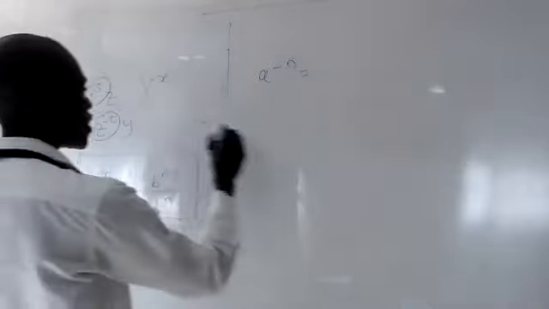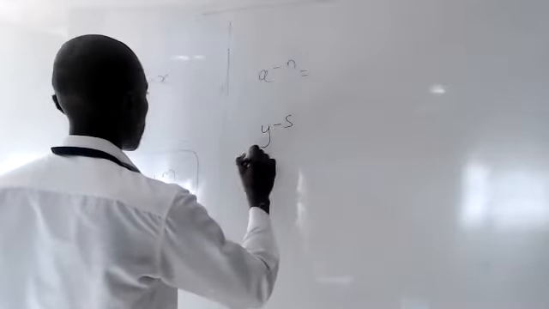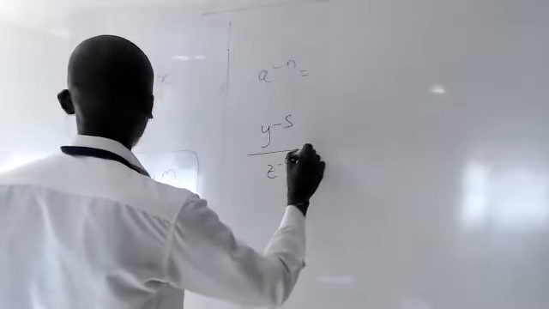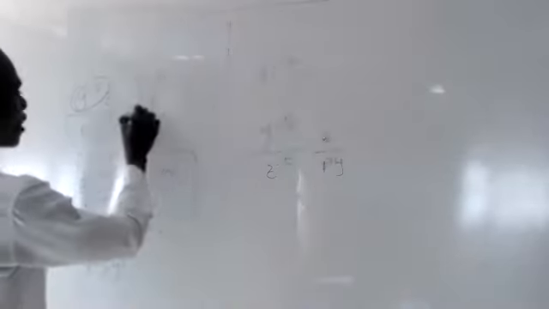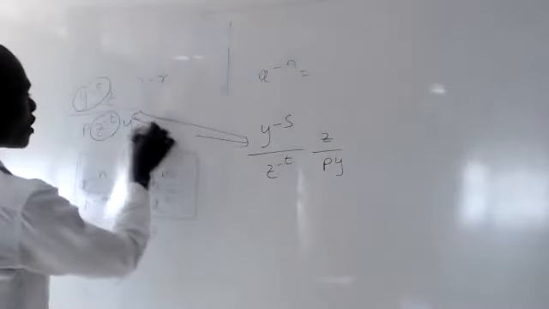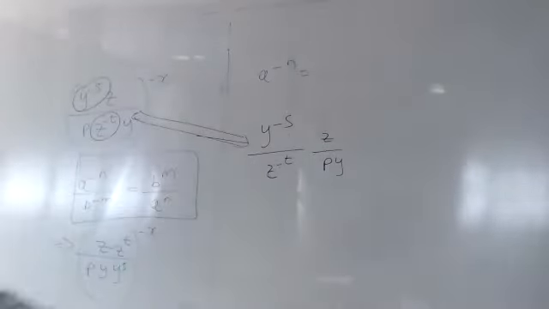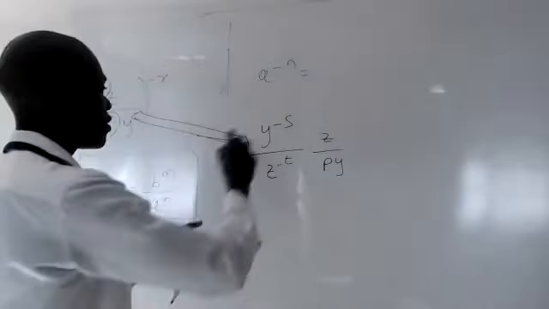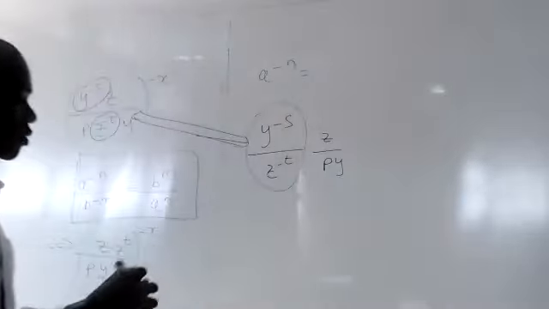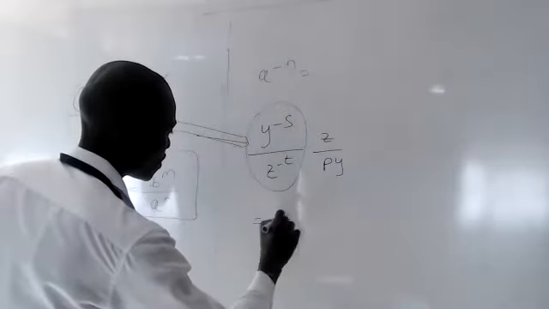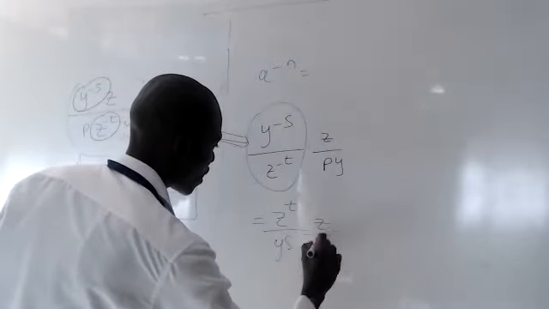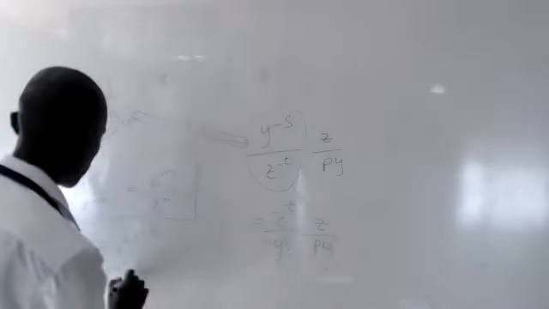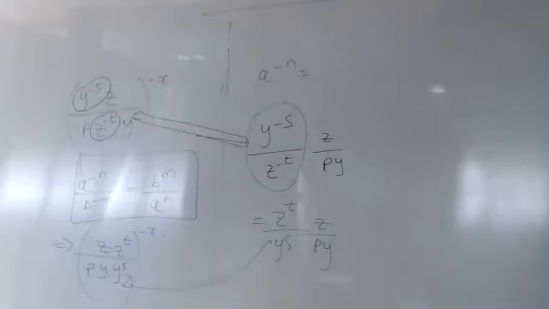There's no problem. Remember, I can write this as y to the minus s divided by z to the minus t, times z divided by py. I can write whatever it is inside this bracket like this. Then this way, I can change what I've shaded in blue. I can do the flipping, and I have z to the t divided by y to the s multiplied by z divided by py, which is what we have inside here. Did that make it better?